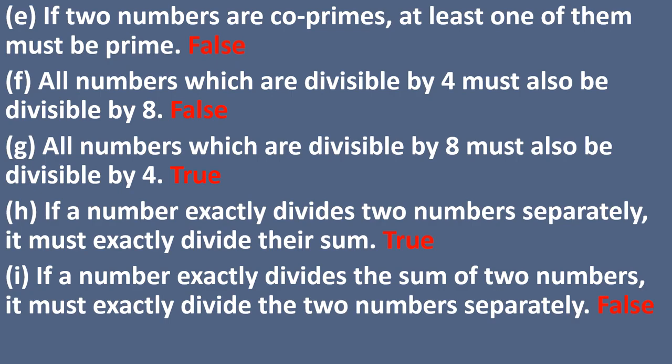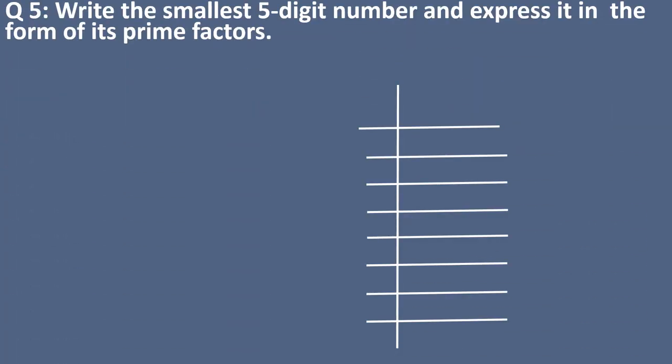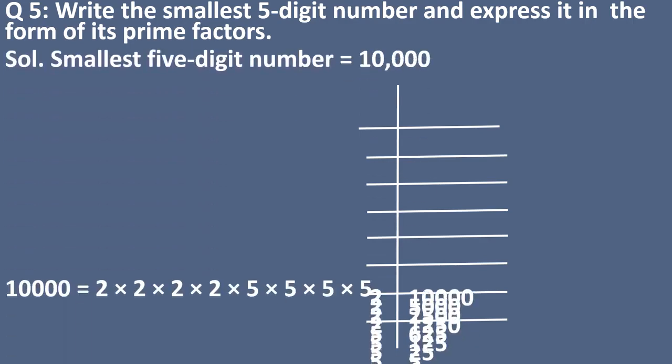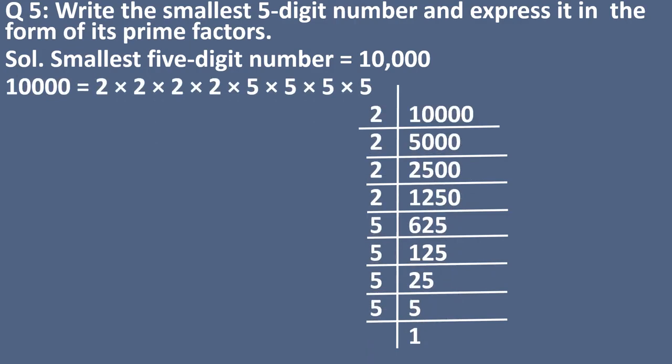After that, see question number 5. Write the smallest 5-digit number and express it in the form of its prime factors. Smallest 5-digit number is 10,000. Now see the prime factorization of 10,000. It is 2 multiplied by 2 multiplied by 2 multiplied by 2 multiplied by 5 multiplied by 5 multiplied by 5 multiplied by 5. Okay? Check your answers.